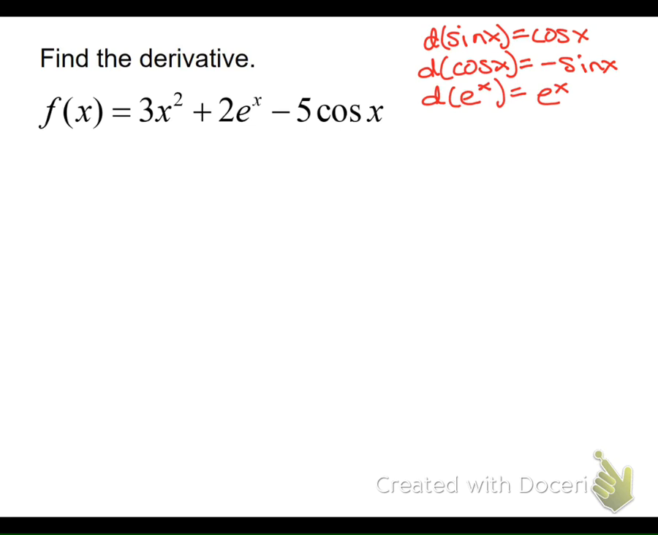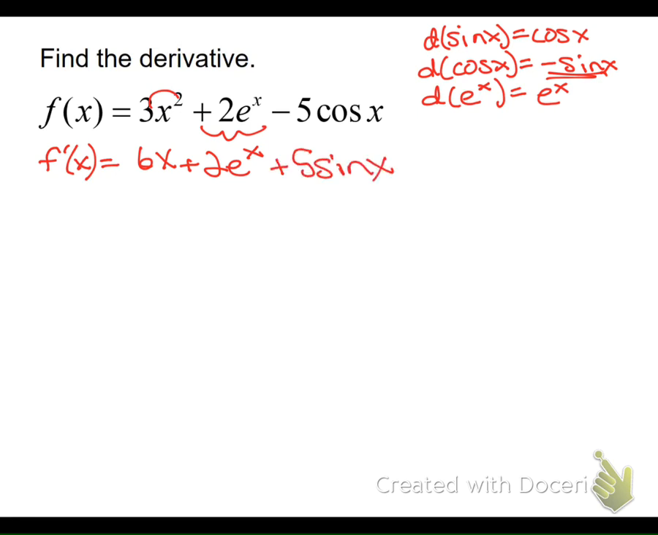So for the first example, the first term is just a regular power rule. This is just 6x. The derivative of e to the x is e to the x. The coefficient, you just bring it down. So this is 2e to the x. And for the cosine problem, the derivative of cosine is negative sine. So remember, when you write sine, change the sign, and this will be positive 5 sine x. That's it. Easy. Hope you're hanging in there.